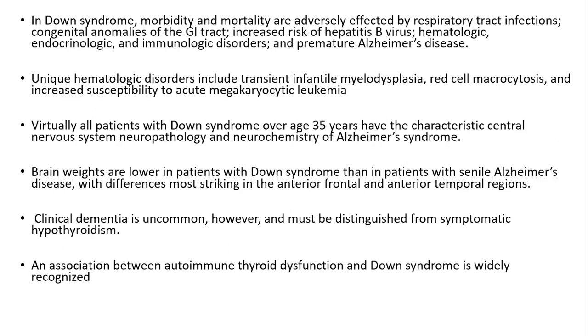Patients with Down syndrome who are more than 35 years of age usually have the neuropathology and neurochemical changes of Alzheimer's disease, that is, early onset of Alzheimer's disease. The brain weights in Down syndrome are usually less when compared to senile Alzheimer's disease, most commonly affecting the anterior frontal and anterior temporal regions. However, despite this, clinical dementia is uncommon, and this should be distinguished from symptomatic hypothyroidism, because hypothyroidism and Down syndrome are a common association. Usually it is autoimmune thyroid dysfunction.